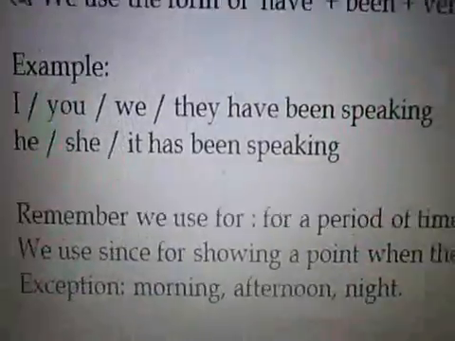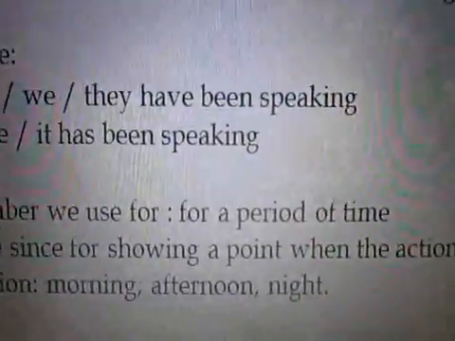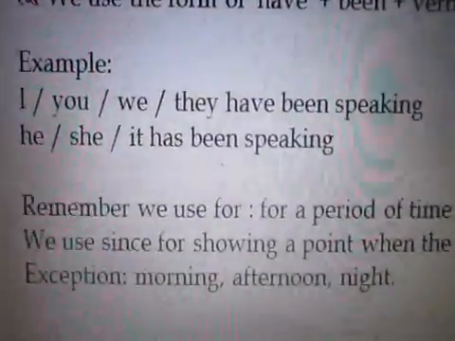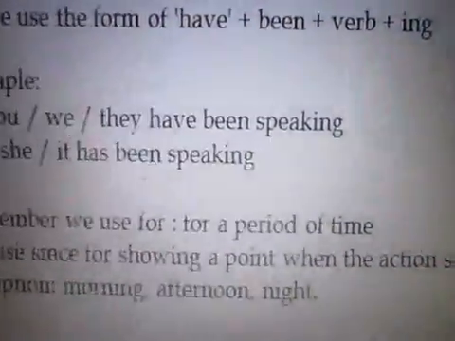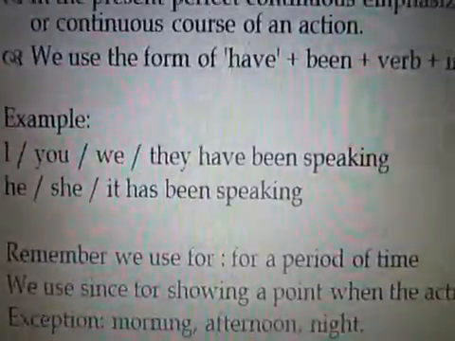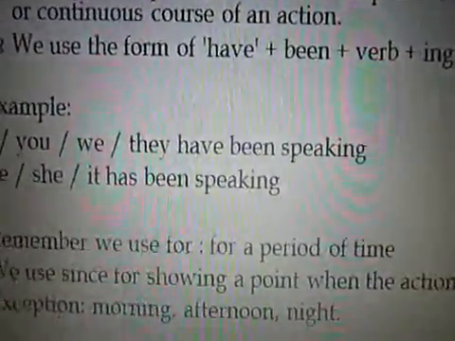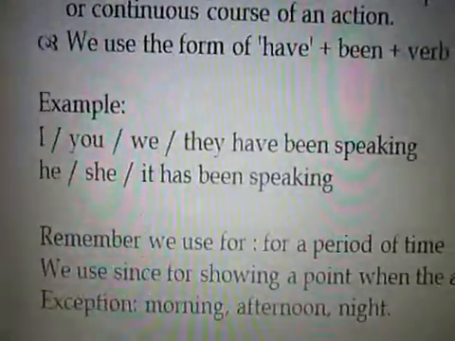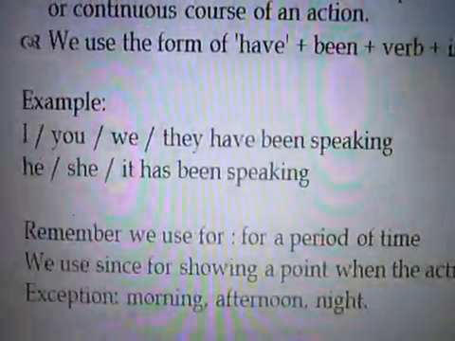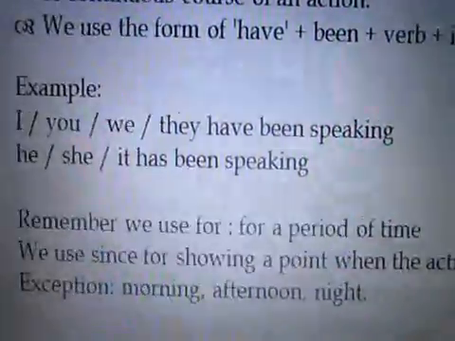Remember that we use for with a period of time, and we use since for showing a point when the action started. So we can say, for example, they have been speaking for 4 hours, for 2 days, for 2 years. We use since when they started. They have been speaking since yesterday.